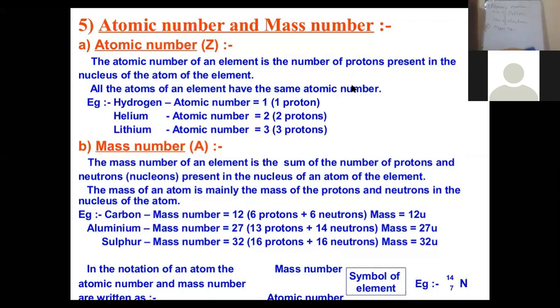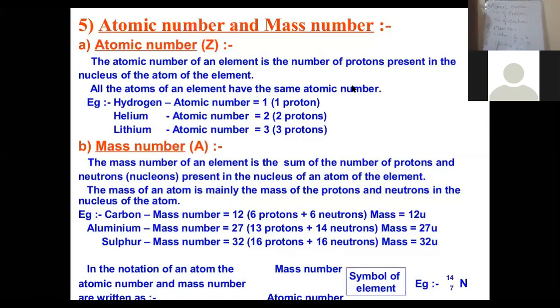For example, if I talk about an element called carbon, carbon has 6 protons and 6 neutrons present in the nucleus of the carbon atom. Then what will be the mass number of carbon? The mass number of carbon is 6 plus 6, that is 12 units. Okay. So these are the two quantities which provide the unique identity to the element so that the element can be identified.